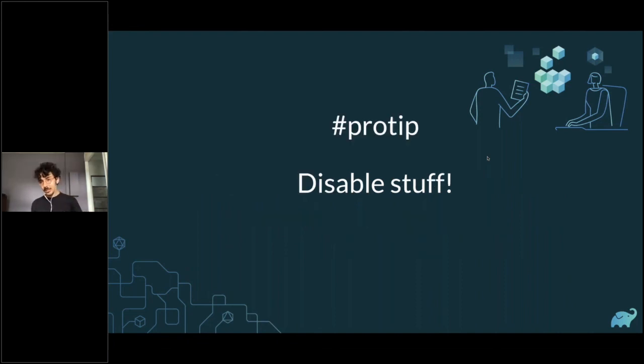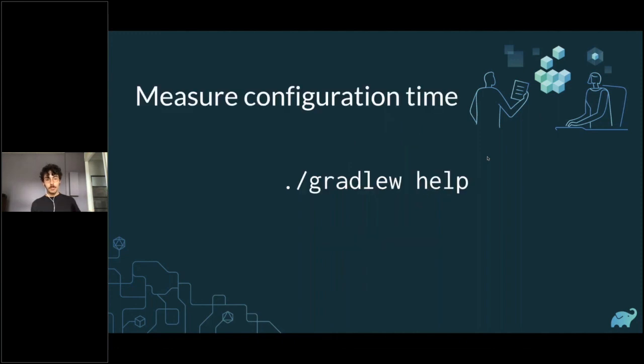And the other benefit is, when you do need to test the release build, you don't have to recompile everything. So I guess the lesson here is, disable stuff. Use Gradle properties, find out what you can disable. There's a lot of stuff running. Disable it and measure it. One thing you can measure is configuration time.